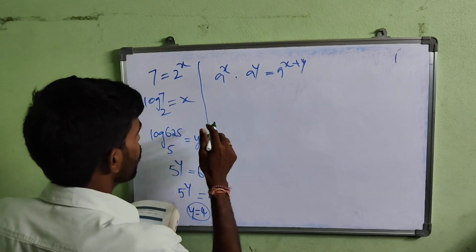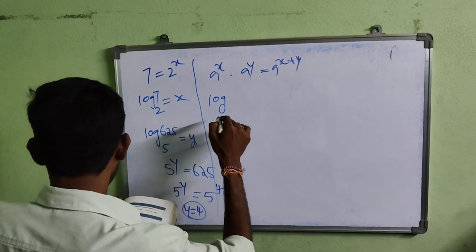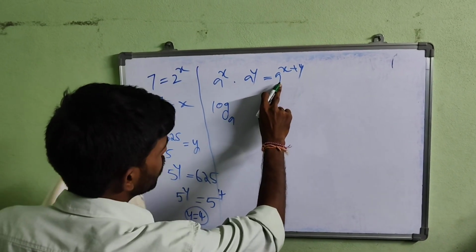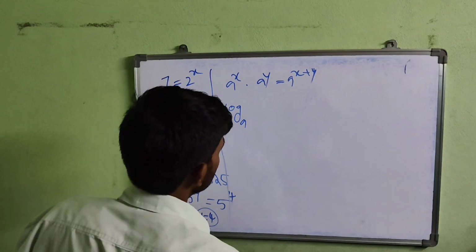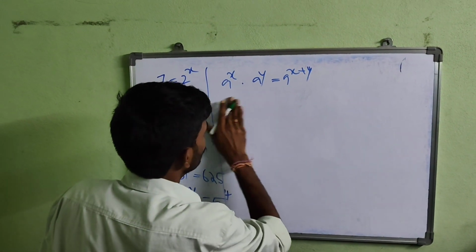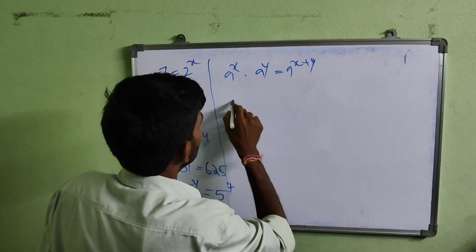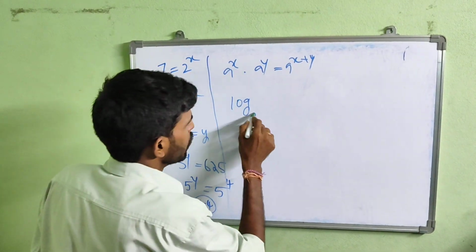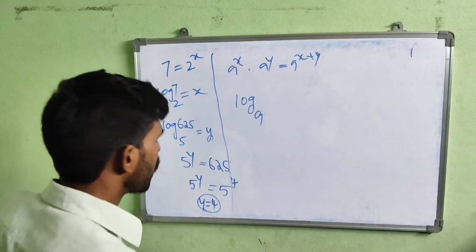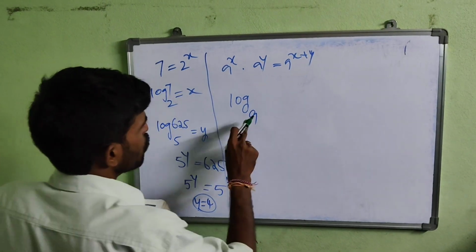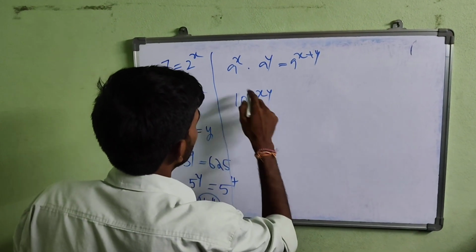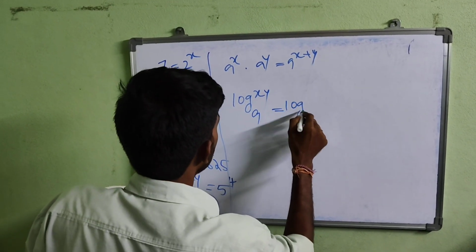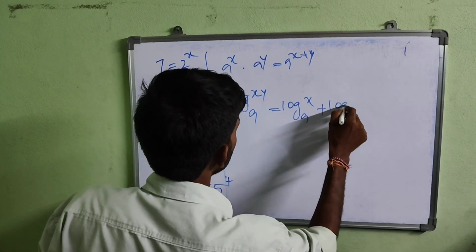In the reverse gear here, log of xy to the base a, listen carefully, I already told you how we need to take it, is equal to log of x to the base a plus log of y to the base a.